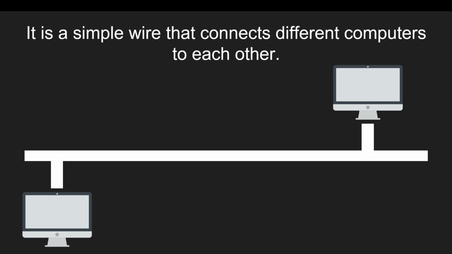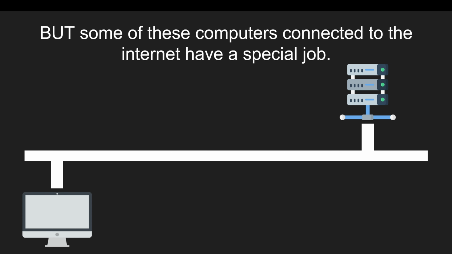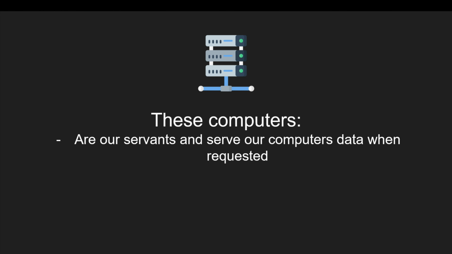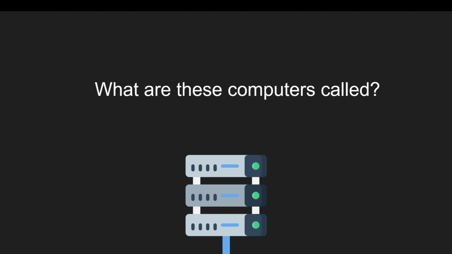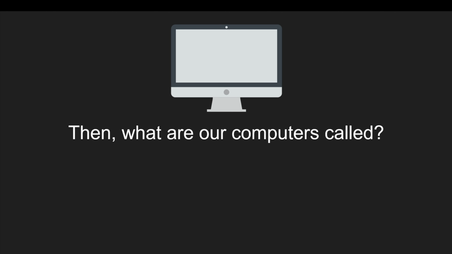And the internet in this picture would be that big wire in the middle. And one computer can be in India and another one can be in Canada. But some of these computers that are connected to the internet have a special job. These computers are our servants and serve our computer's data when requested. But then what are these computers called? These computers are called servers. Then what are our computers called? They are called clients.